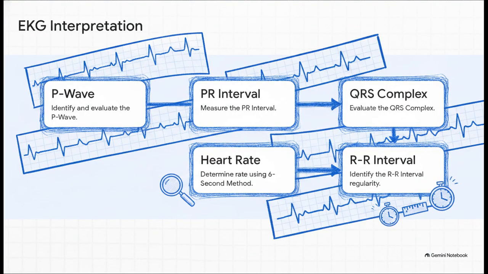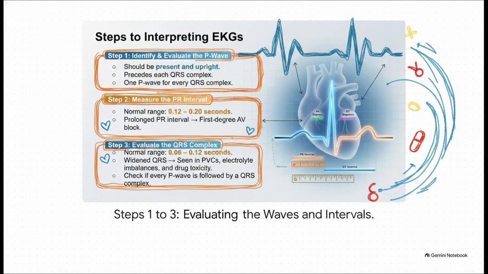You absolutely must memorize this 5-step checklist. Seriously, this is how you systematically evaluate every single rhythm strip you will ever encounter. Sticking to these steps is what prevents you from missing subtle, hidden dangers. So, the crucial part is applying those first 3 steps without fail.